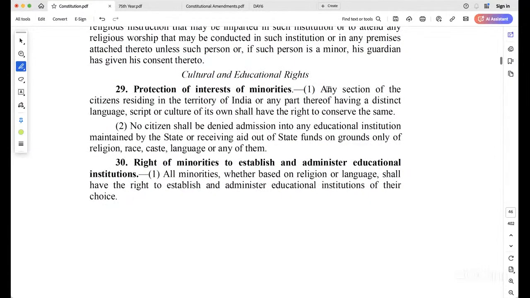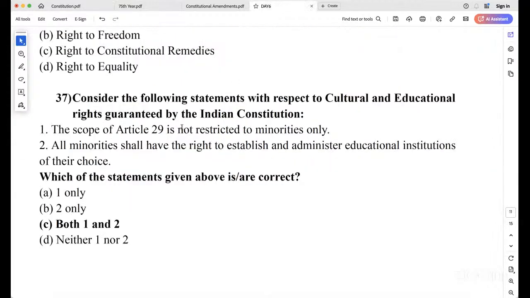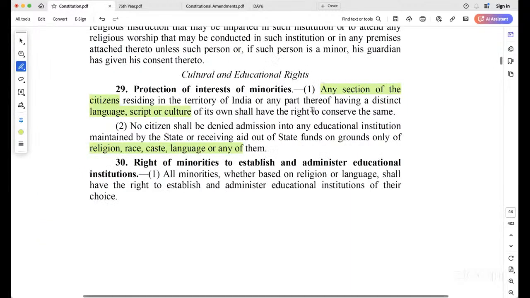Here what do they say? Any section of citizens residing in the territory of India or any part thereof having a distinct language, script or culture of its own shall have the right to conserve the same. So the first one talks about the language, and the second one is with respect to: no citizen shall be denied admission to any educational institution maintained by the state on grounds only of religion, race, caste, language or any of them. So it is not restricted only to religion. That is what the question says, right? Not restricted to minorities only, because it says what? Any section of the citizens.